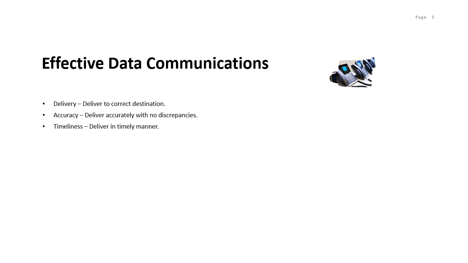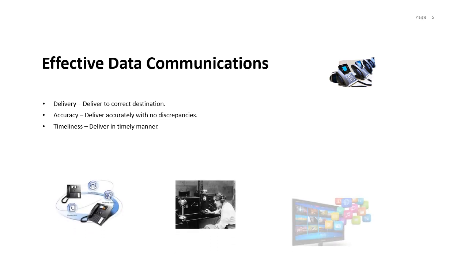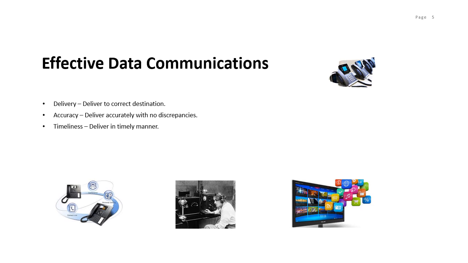Data communication means that communicating devices must be part of that communicating system. This communication system must be a combination of hardware, that is physical equipment, and also software, which means the program. The effectiveness of this communication system depends on three fundamental characteristics, that is delivery, accuracy, and timeliness. Delivery means that the system must deliver data to the correct destination. If it doesn't, that means that the delivery has failed.